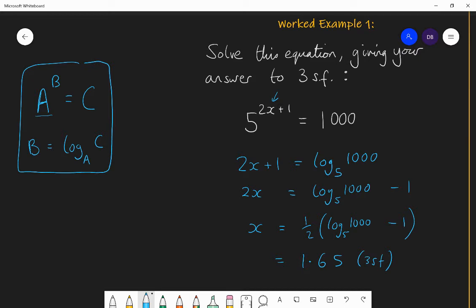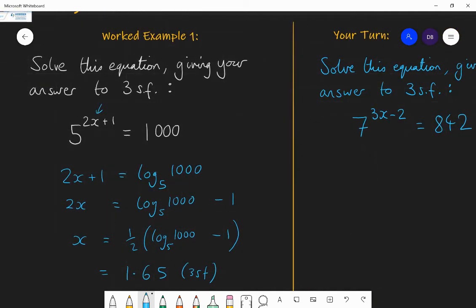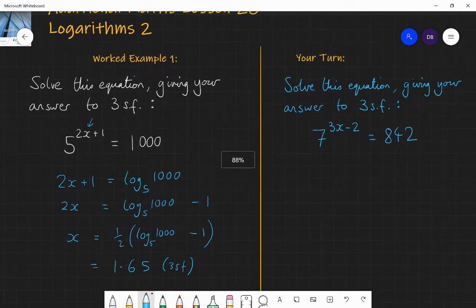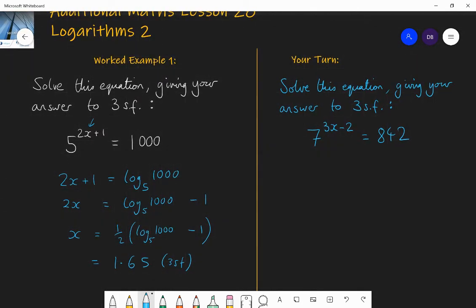Okay, so what you need now is to see if you can answer a similar problem. Okay, so I would like you to try and solve this equation here. So pause the video, solve this equation, write your answer to three significant figures. The equation is 7 to the power of 3x minus 2 is equal to 842.